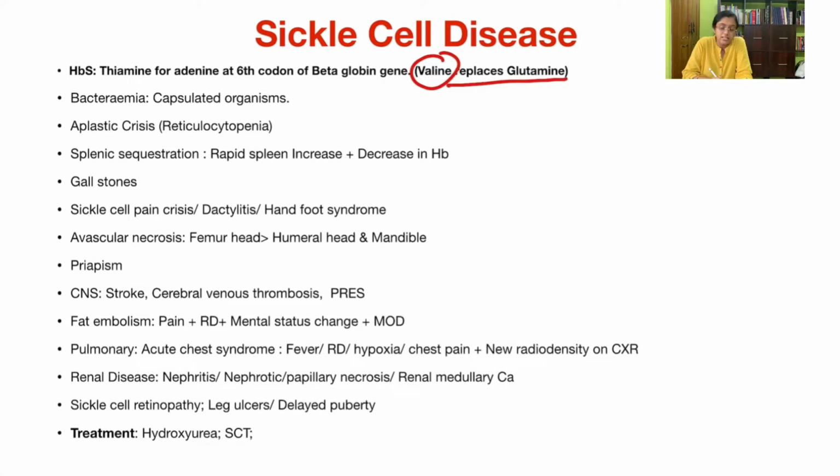You can see that these patients are prone to develop bacteremia. What happens? Their spleen becomes non-functional. Actually, they become functionally asplenic by the age of 5 years usually. And because of that, they are prone to develop a lot of infections by capsulated organisms.